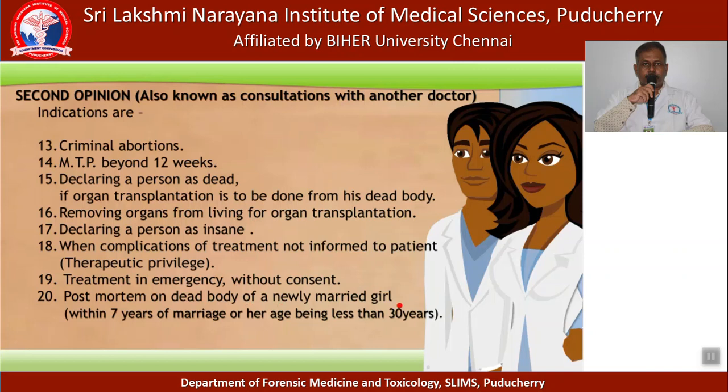Postmortem of the dead body of a newly married girl: a girl married within seven and a half years, or whose age is less than 30 years. Two expert autopsy surgeons have to do the postmortem, and the team has to be informed. Even for a prisoner's death, the autopsy is done on camera with consultation, by a team of doctors. These are the cases where a second opinion is required.